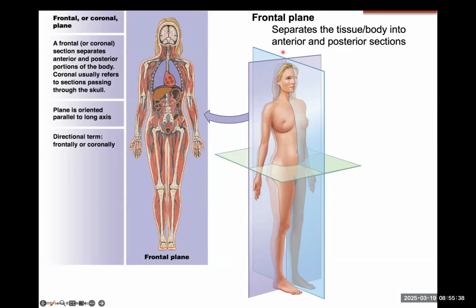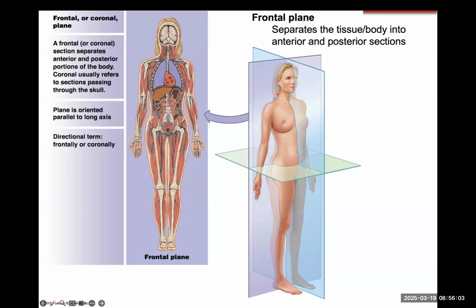So the first plane is the frontal plane. The frontal plane is basically going to separate the anterior from the posterior. Basically, it separates the front of the body from the back of the body. If you were to take a cadaver and cut them right down the middle and take the front away from the back, that's going to be the frontal plane.